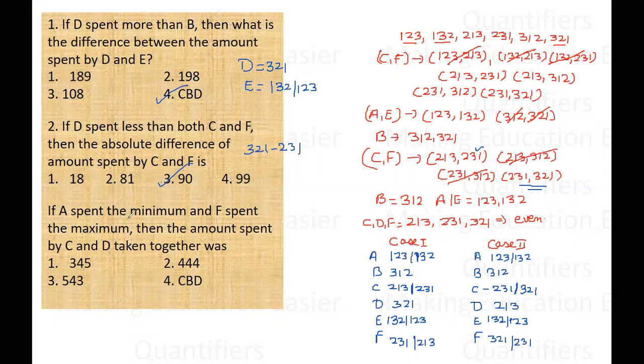The third question says, if A is spending the minimum, so A will spend 123 rupees, and F spends the maximum, so F will spend 321 rupees. Then the amount spent by C and D together was, now if F is spending 321, that will be the second case. In this case, C will spend 231 and D will spend 213, and the amount spent by these two will be 444. Answer is option number 2.